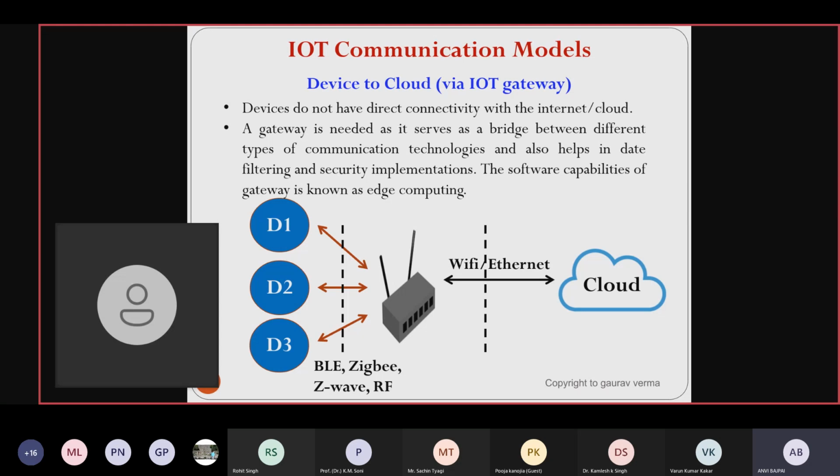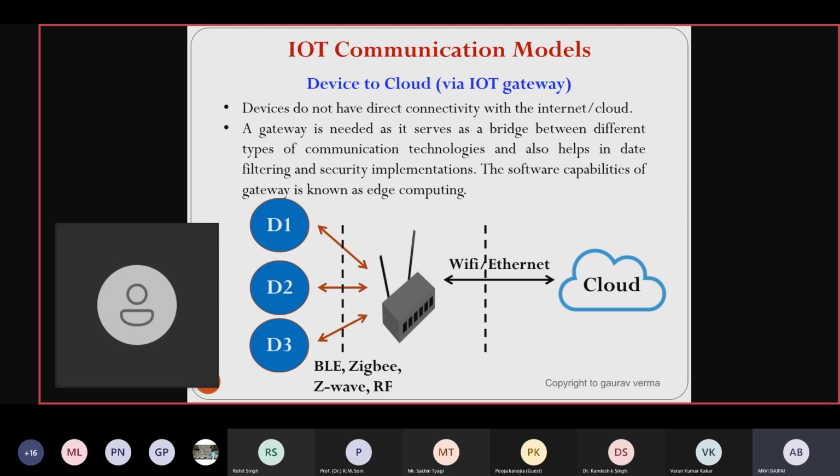So you can see in this picture that there is a gateway in between. At the input side of this gateway, it supports different sets of protocols, so that devices having different protocols can be connected. And at the output side, it has the capability to use Wi-Fi or Ethernet technology to connect with the cloud. So this gateway is basically acting as a bridge between different types of communication technology, and apart from that, it also helps in data filtering and security application.